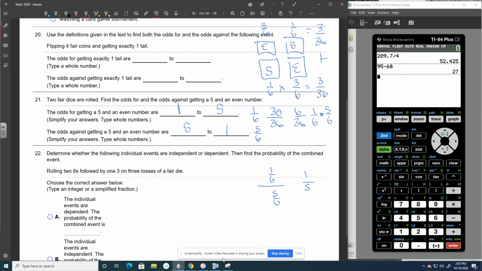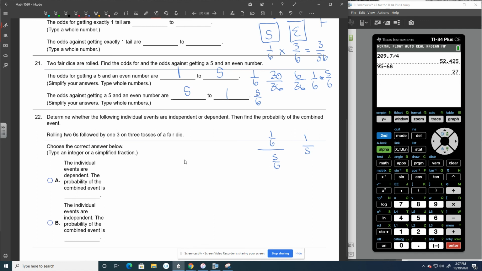Okay, 22. Determine whether the following individual events are independent or dependent. Then find the probability of the combined events. So, rolling 2 6s followed by 1 3 on 3 tosses of a die. Does it matter what I roll the first 2 times to get my third roll? No, rolling a die, those events are independent of each other. So the individual events are independent.